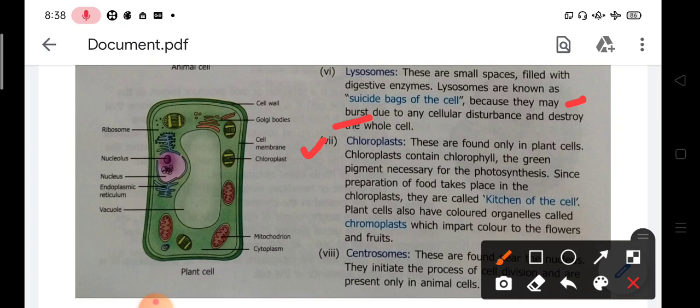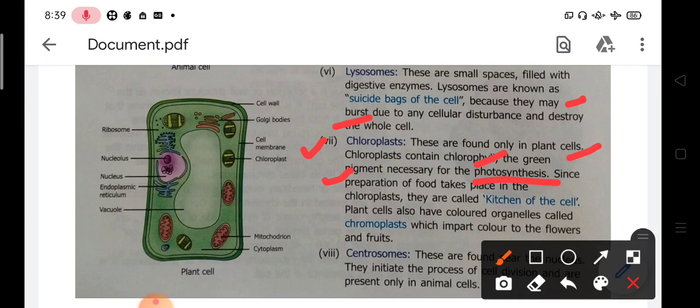So chloroplasts are found only in plant cells. Chloroplasts contain chlorophyll, the green color pigment. You have seen that all the plants are green in color. This green color is due to the presence of chlorophyll pigment, which is necessary for photosynthesis. Because of the presence of chlorophyll only, plants perform photosynthesis.